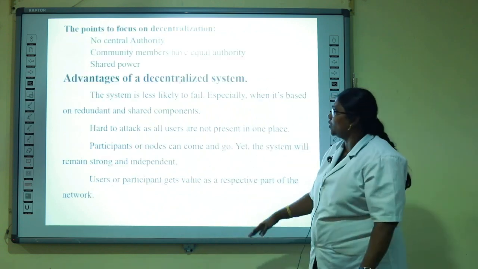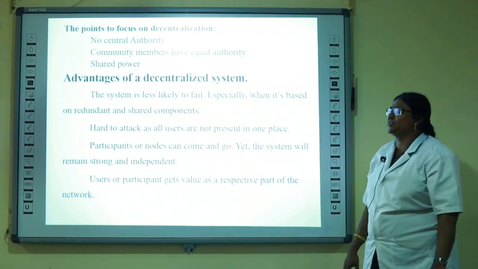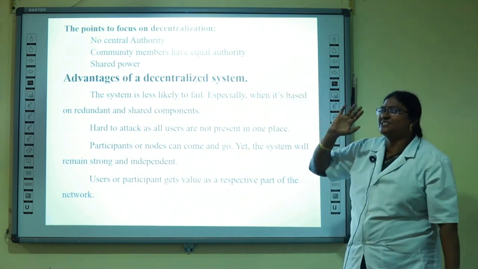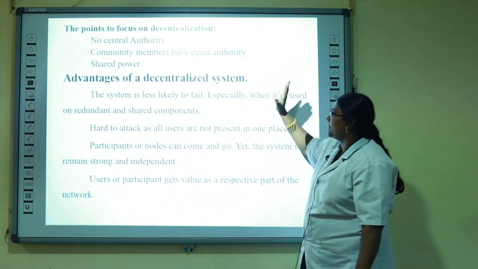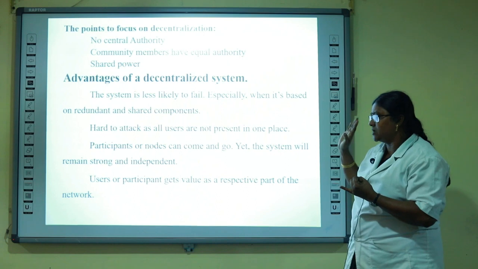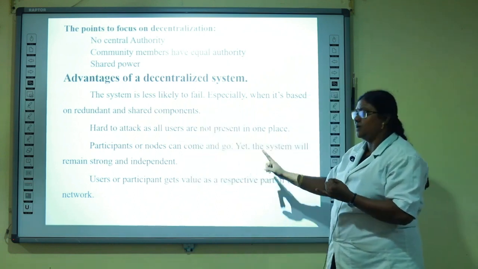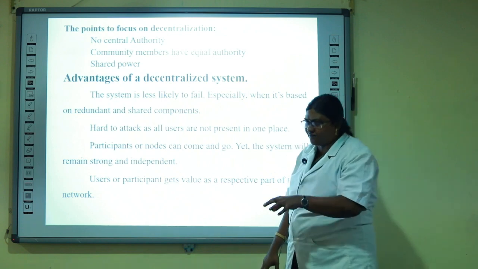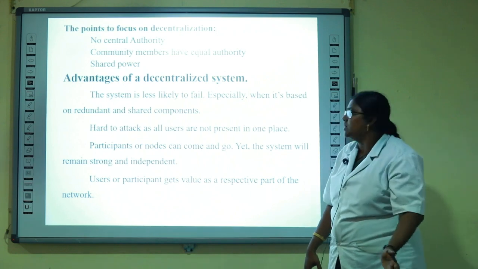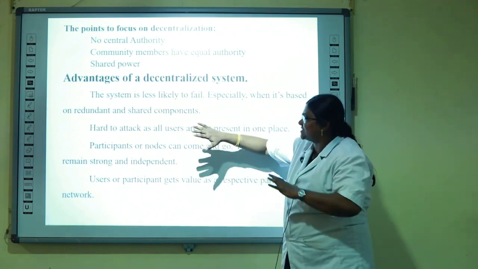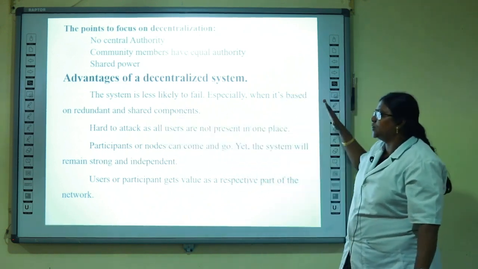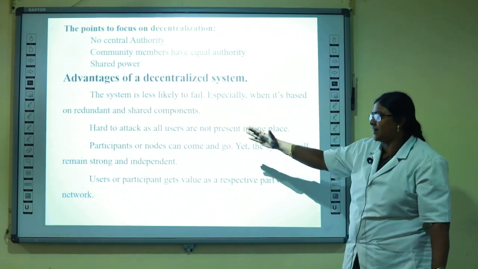others. What is the focus point of decentralization? No central authority. All are equally treated. Power is shared. What are the advantages? The main advantages are that redundancy and shared components are established. It is hard to attack all the users, because if we have a server, the server can be attacked immediately and things can be taken easily from outside. So if we have centralized activities, it is easy to attack. Here, all the users are not present in one place. It is not possible to attack easily.